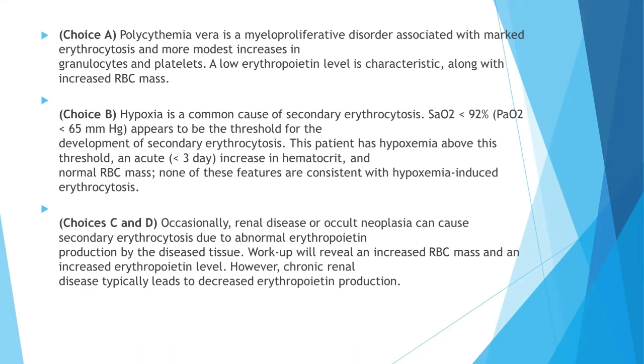Now, to C and D. So occasionally renal diseases or occult neoplasia can cause secondary erythrocytosis due to abnormal erythropoietin production by the diseased tissue. Now, workup will reveal an increased RBC mass and an increased erythropoietin level. However, chronic renal disease typically leads to decreased erythropoietin production. But there may be a compensatory increase in the erythropoietin after a longer period of time.